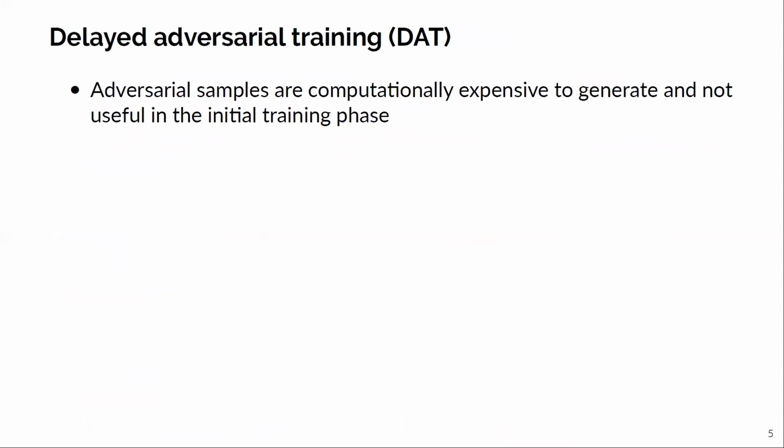So after realizing that adversarial samples in the initial phase of training may not help build robustness, we thought of a new method which we are going to call delayed adversarial training that can help us handle this long-standing problem of the large amount of training time taken for regular adversarial training.